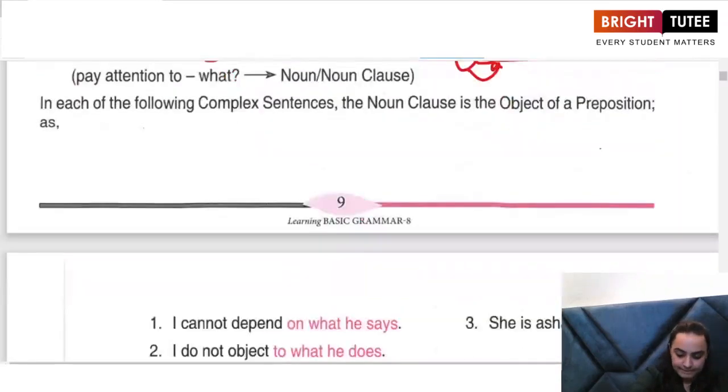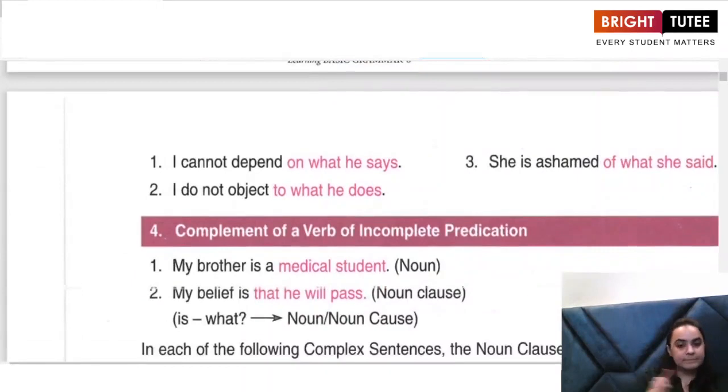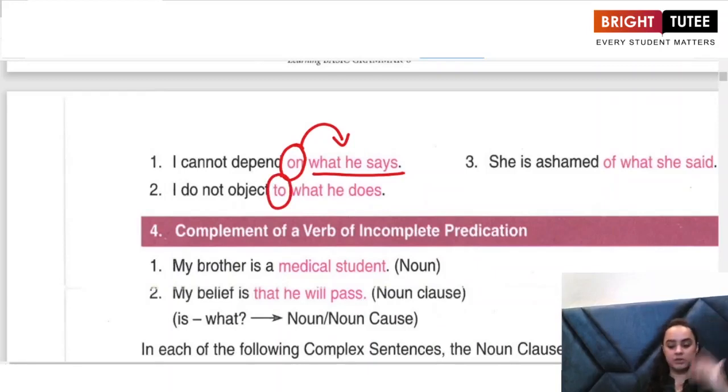For example, I cannot depend on what he says. What is my preposition? On. I cannot depend on what? On what he says. So this is my prepositional noun clause. It follows my preposition. Second sentence. I do not object to what he does. What is my preposition? To. I do not object to what? To what he does. So what he does is my prepositional noun clause.